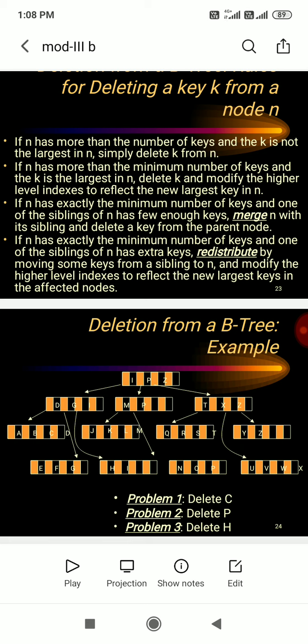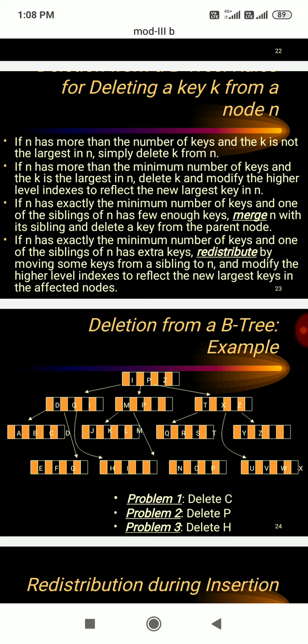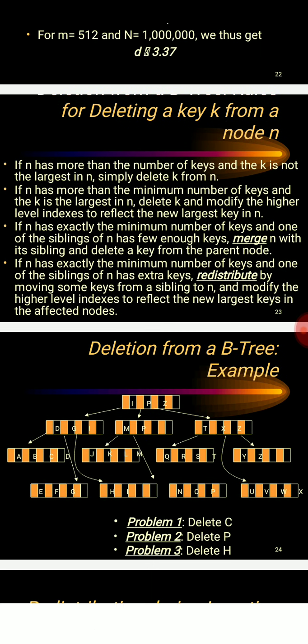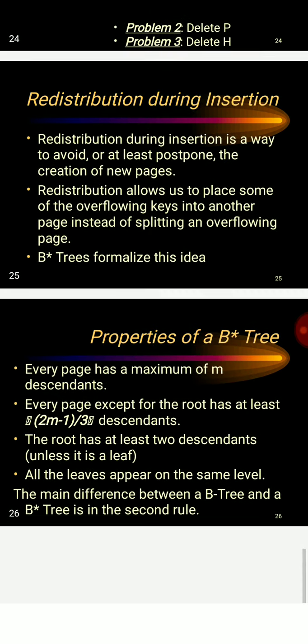And similarly, how will the redistribution take place? We'll see. Suppose one sibling is having the minimum number of keys and one more is having extra keys, then you go on distributing the keys. The largest element will be taken to the upper level. So these are the 4 rules we are following for the deletion.